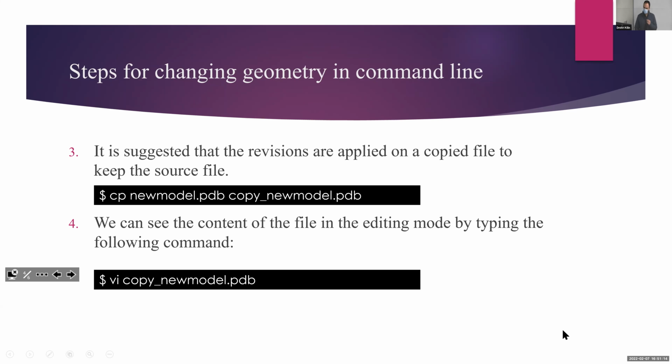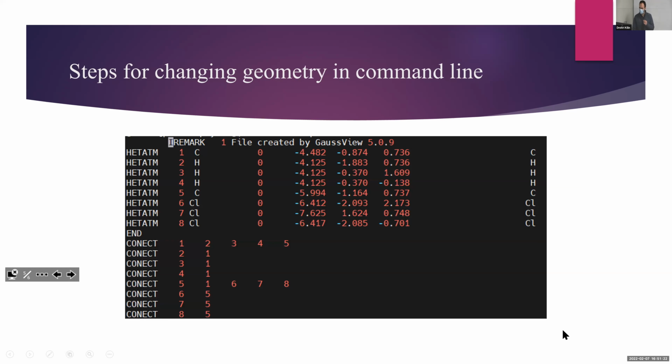Then for going to the editing environment, you can use the vi command. By typing the vi command, you will enter the editing mode. And as you see in the editing mode, the coordinates and all the numbers are in red color. So how can we edit these numbers?